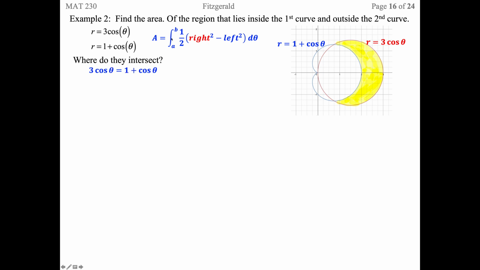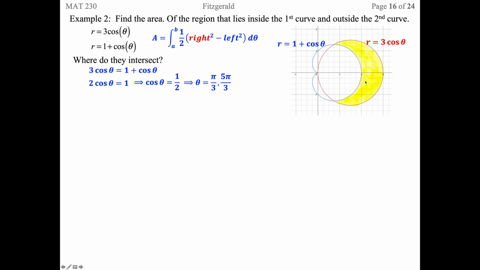All right, so again, to find our a and b, we're going to set these two equal to each other to see where they intersect. So we'll subtract over the cosine theta, makes it 2 cosine theta equals 1. Divide over the 2, it's a half. All right, so take the inverse cosine of a half. That's going to be 60 degrees, or pi over 3, and 5 pi over 3. That's down in quadrant 4.